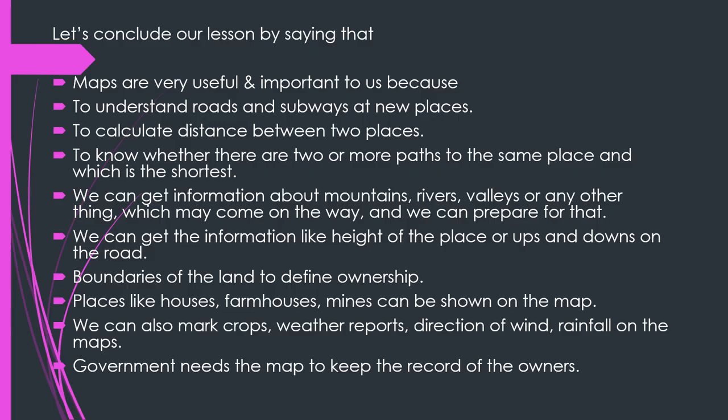We can get information about mountains, rivers, valleys or any other things which may come on the way and we can prepare for that. We can get information like the height of the place or ups and downs on the road, and boundaries of the land to define ownership. Places like houses, farmhouses, and mines can be shown on the map. We can also mark crops, weather reports, direction of wind, and rainfall on the maps.